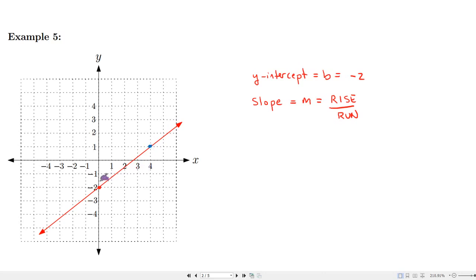Okay, so let's determine the rise and the run here. To get from the red point to the blue point, what do we have to do here? We would have to go +2 in the y direction, and then +4 in the x direction, right? So the change in y over the change in x here. The y is the rise, right, is +2. And the x, we're going in the positive x direction, so that would be +4. So then the slope here would be 1/2. Okay?